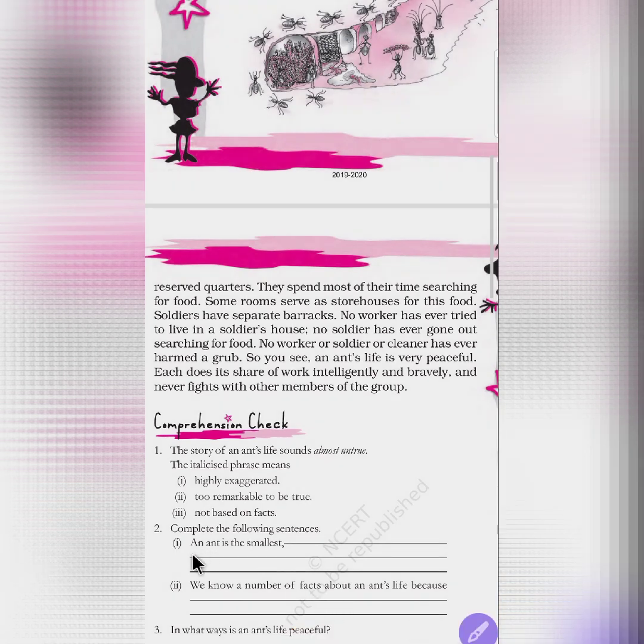Now question number 2, part 1. An ant is the smallest, as we have studied in the text, that smallest, commonest and wisest insect. Now second part of question number 2. We know a number of facts about an ant's life because humans have kept ants as pets. So they observe their behavior, their daily behavior. That is the reason we know about the various facts about the ants.